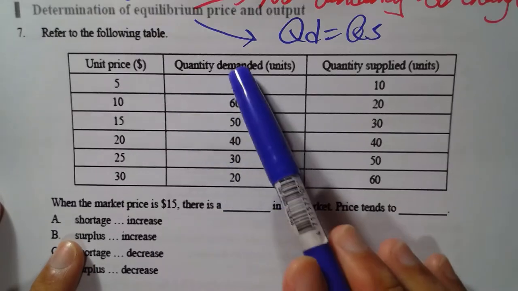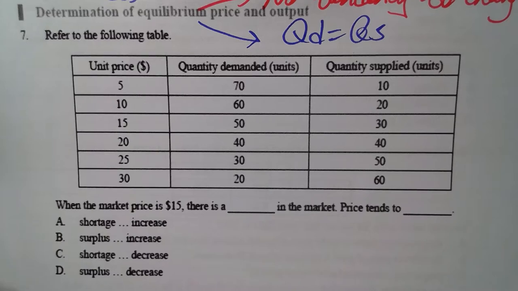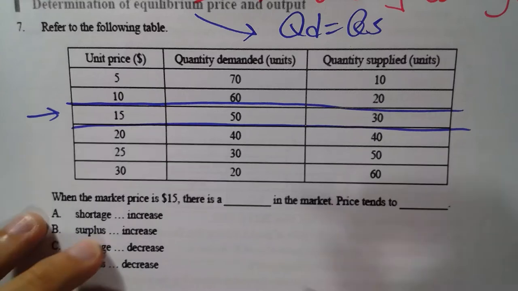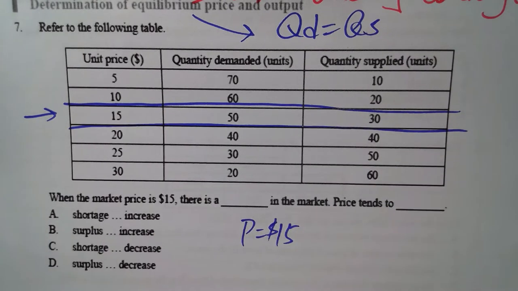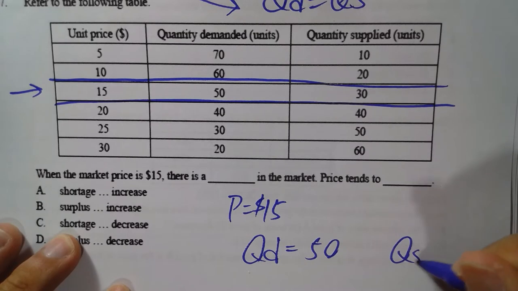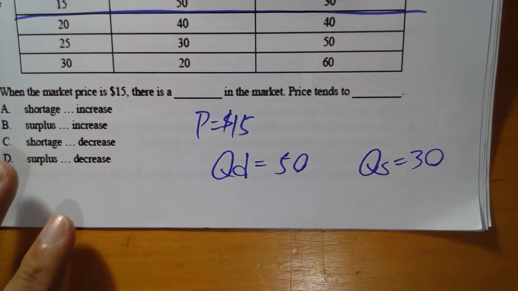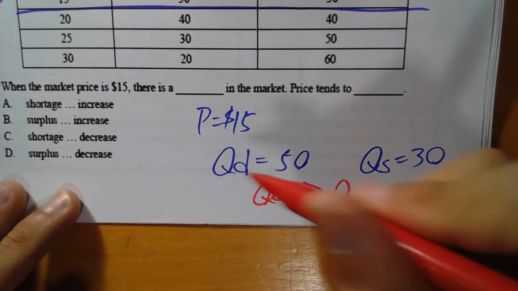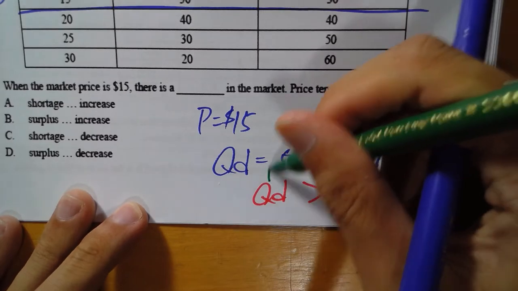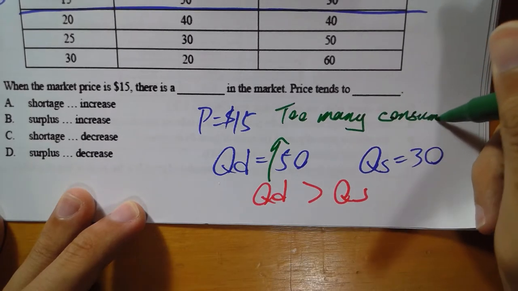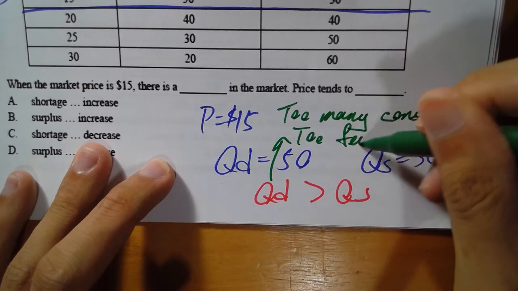Here we have a table: QD, QS, and unit price. A typical question. Now, when market price is 15 here, at this point, let's just draw it out. Okay, when price equals $15, then you see, QD would be 50, right? And QS would be 30, 50 minus 30, do you see? So you see here, QD is bigger than QS. Basically, what it means, let me translate this into English for you. It says, too many consumers, but too few sellers.